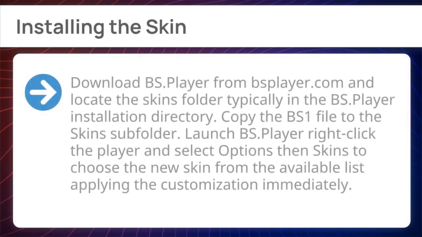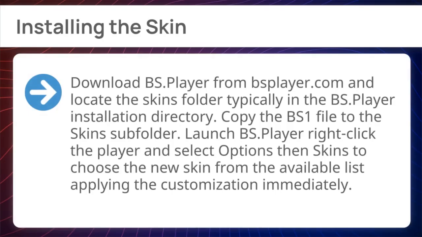First, installing the skin. Download BS.Player from bsplayer.com and locate the skins folder, typically in the BS.Player installation directory. Copy the BS1 file to the skins subfolder. Launch BS.Player, right-click the player and select Options. Then Skins to choose the new skin from the available list, applying the customization immediately.